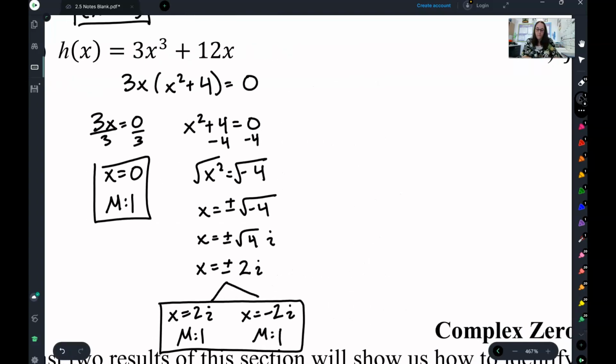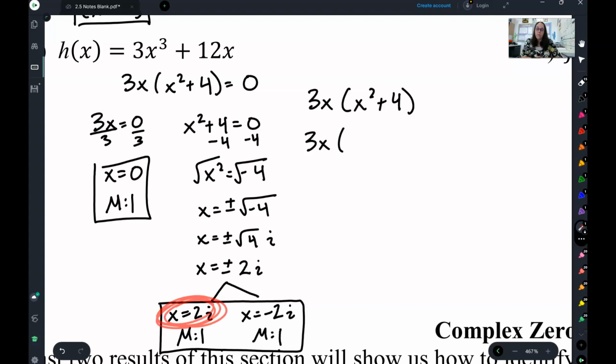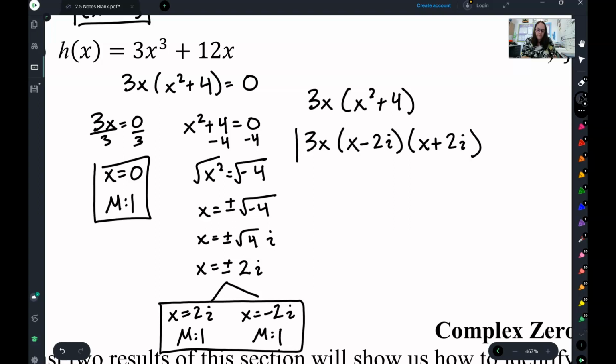So my fully factored form would be this 3x, and this x squared plus 4 will actually factor more. That x squared plus 4 became our 2i and our negative 2i. So if this is in 0 form, in factor form, that would turn into x minus 2i. We'd subtract 2i from both sides to get it to equal 0, and x plus 2i. And that's my fully factored form.